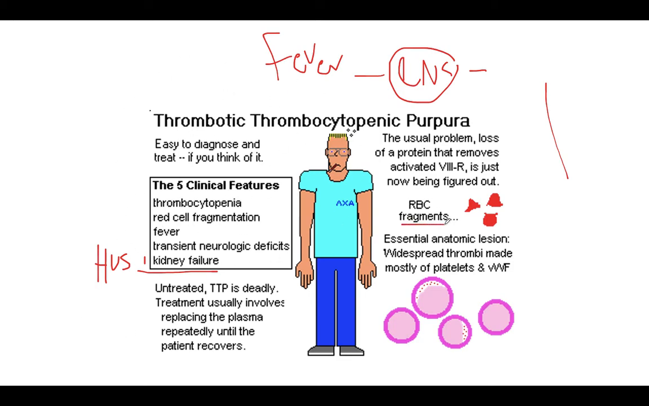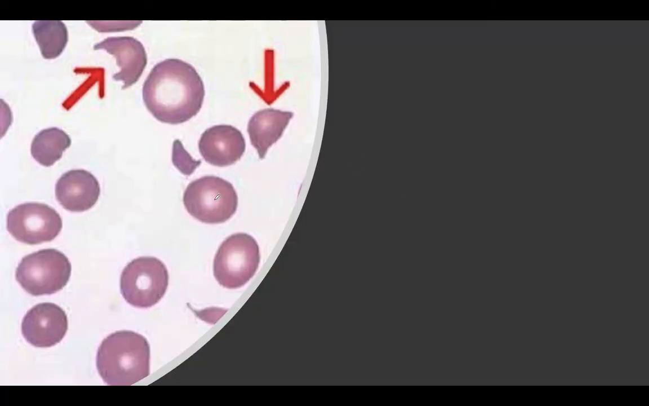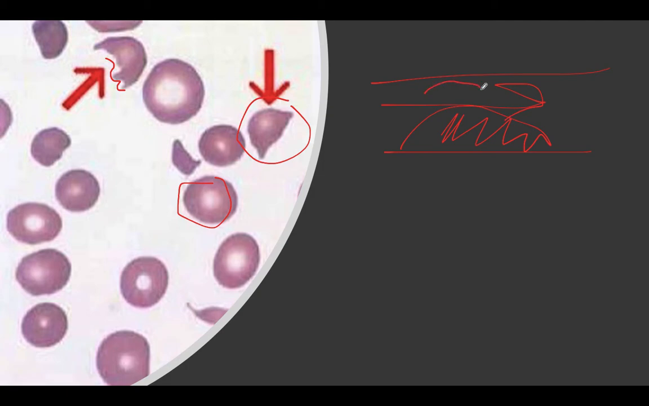You can see this fragmentation. Okay, and this is the schistocyte that I told you about. See, this is the normal cell, and this is the schistocyte. Why? Because we have a thrombus and the blood passing here, so they will be shed.